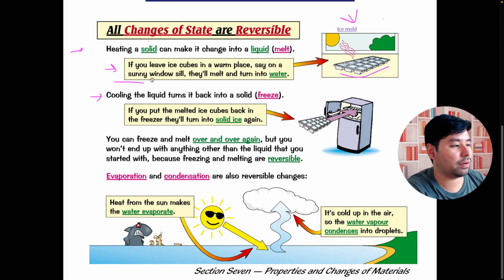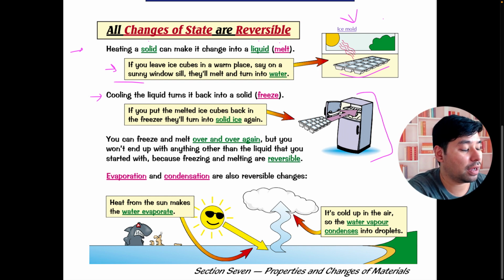So here there is a picture of a freeze, right? And then we have this ice mold and they're putting it back into the freezer. And of course there is water inside of the ice mold. So let's read. If you put the melted ice cubes back in the freezer, they will turn into solid ice again. So it gets back to the state it was before, right?